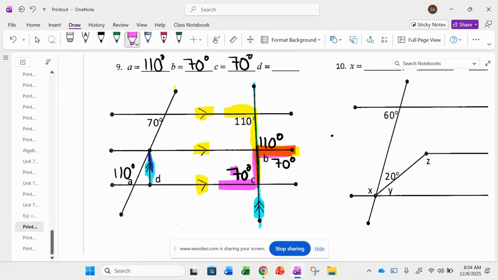All right, now we have D. Well, D is now having to use this parallel line, not the yellow one, the blue one. So I'm going to use that and the angle C. Didn't I just make a C right there laying on its back? So that means these have to be supplements. So this is 110.